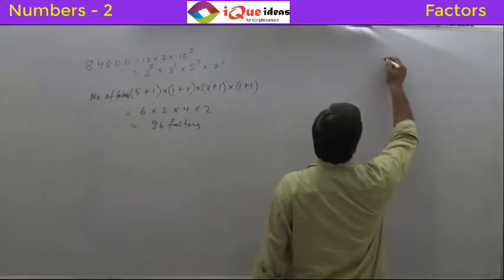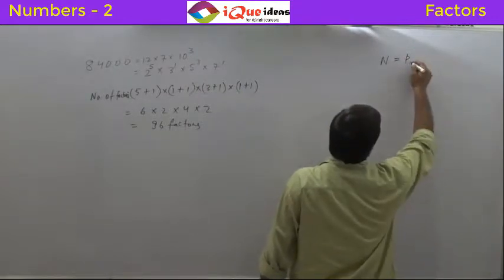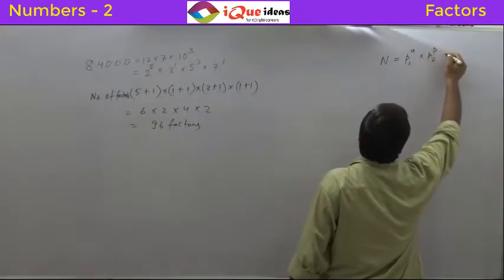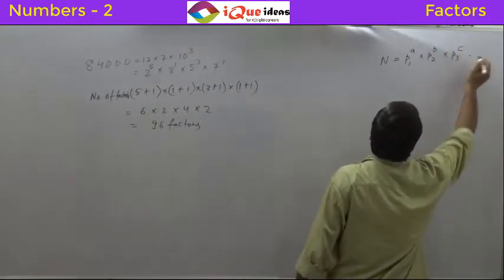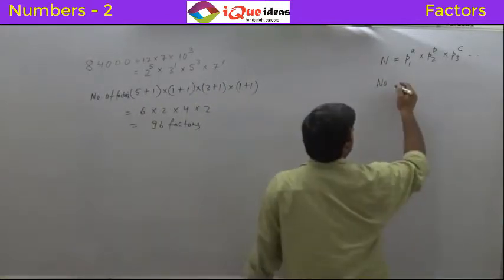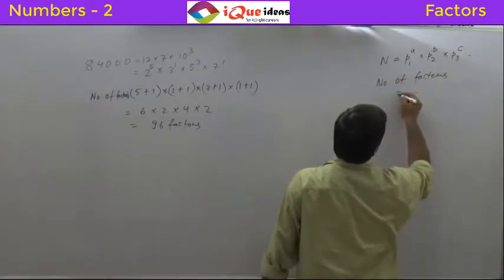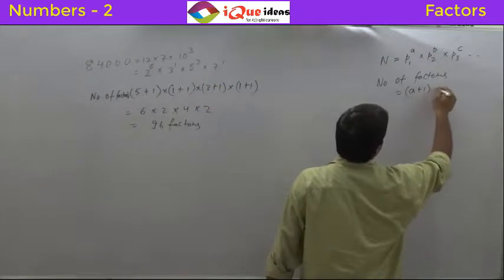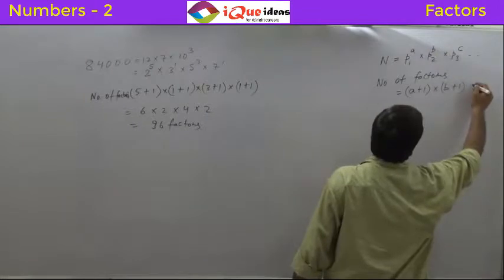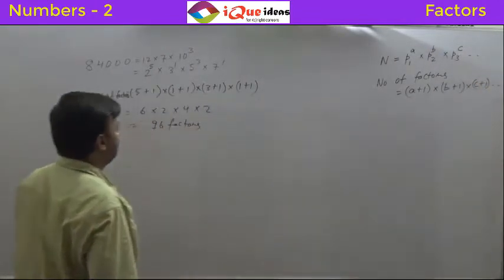Right? So I would say if there is a number n and if it can be factorized like this, let's say prime factors are p1 to the power a, p2 to the power b, p3 to the power c and so on, and make sure that p1, p2, p3 are all prime factors. Okay. The number of factors can be given as power plus 1 for each prime factor. Power plus 1 for each prime factor. This will give you your number of factors.